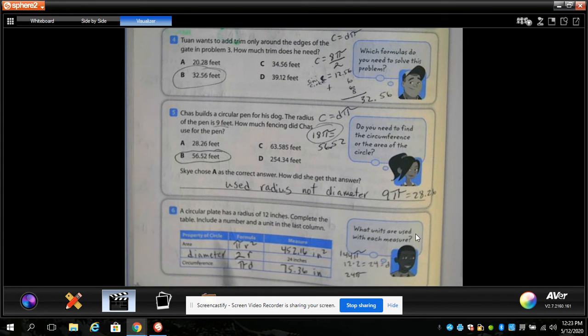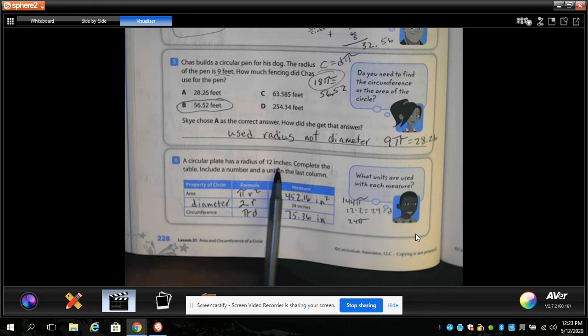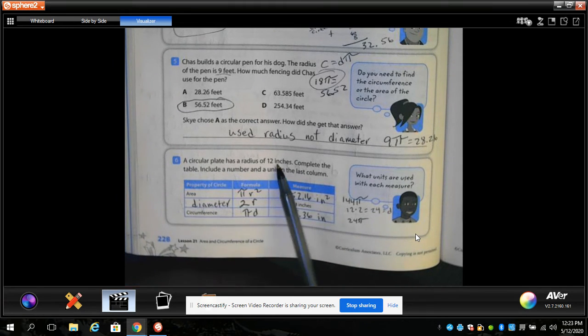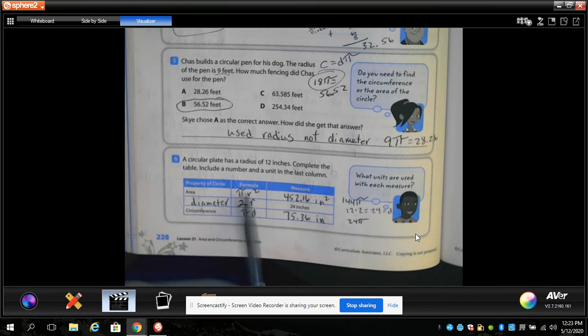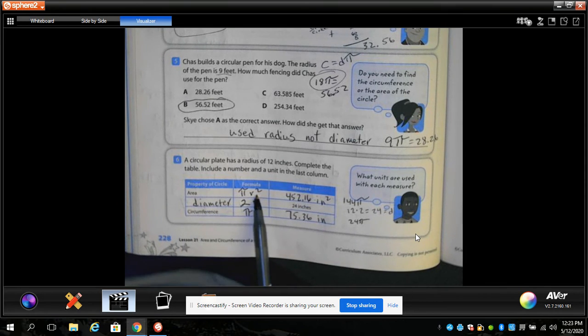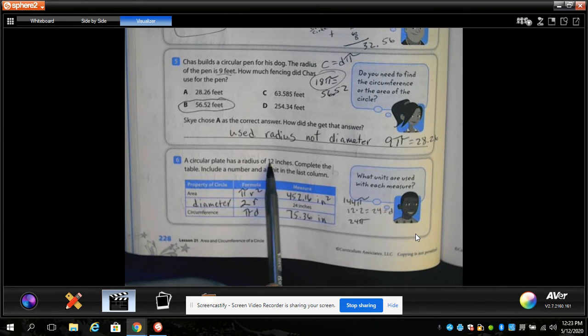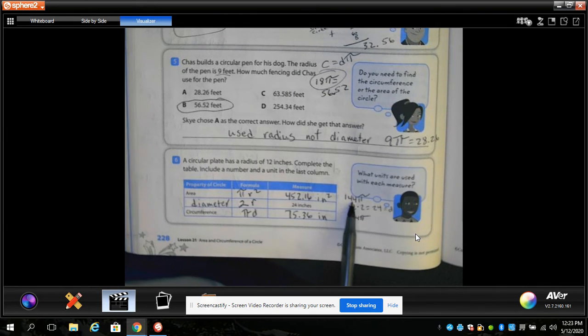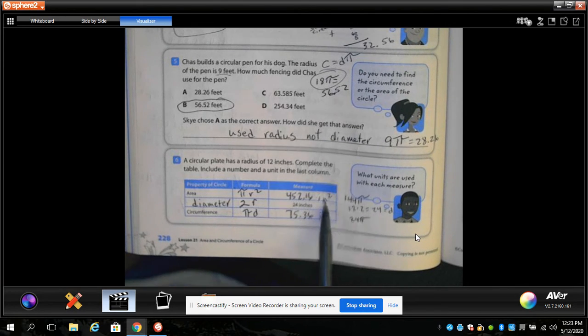All right, and the last one, number 6. I showed the work over on this side. It tells us we have a radius of 12 inches, and you just had to complete the table. The area formula is pi r squared. So if we have a radius, 12 squared is 144 times pi to get the 452.16 square inches.